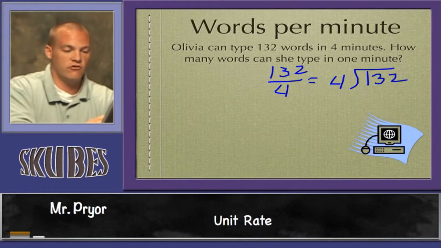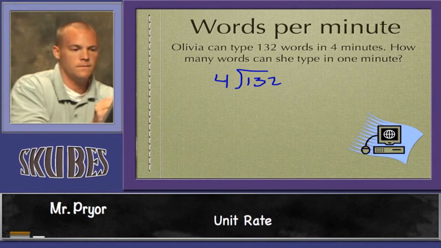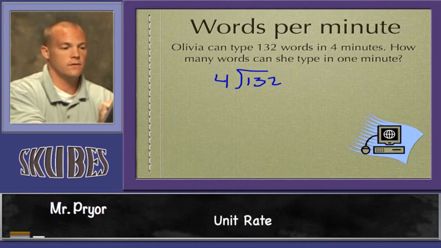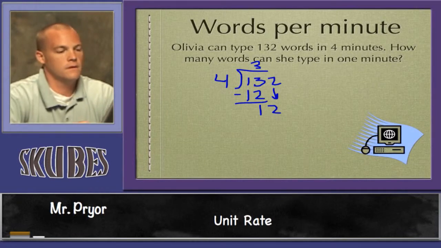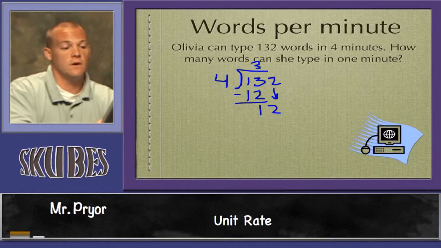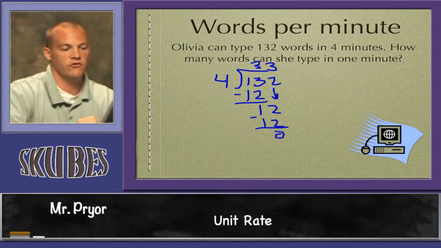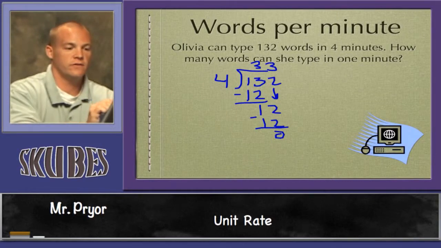So let's go ahead and look at the division of that now, which would be 4 into 132. So again, 4 goes into 13 would be your first option there. And of course, it's going to go in 3 times. 4 times 3 is 12. Do your subtraction there, and you're left with 1. Drop down your 2. And then you have to go ahead and divide again. 4 goes into 12 how many times? 3 times. And you can see this one works out nicely for us to show that Olivia can type 33 words per minute. All right, and your teacher may want you to write that out in words per minute.